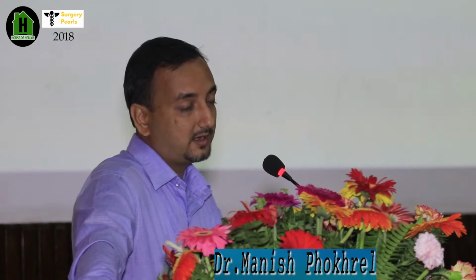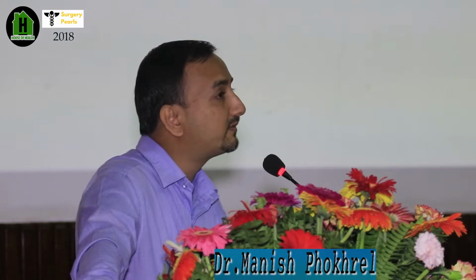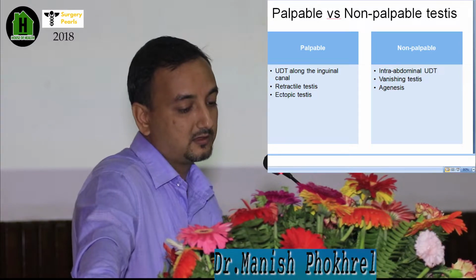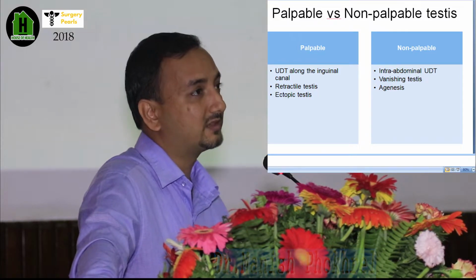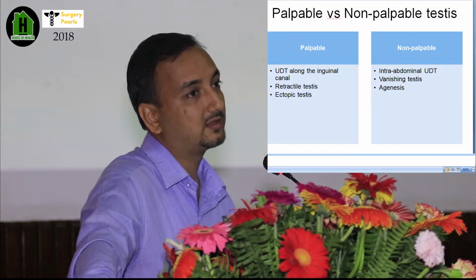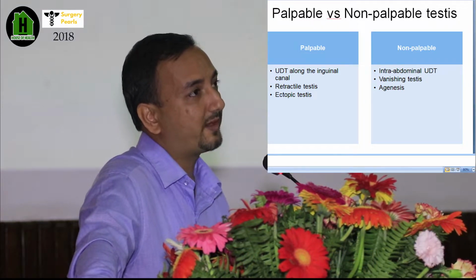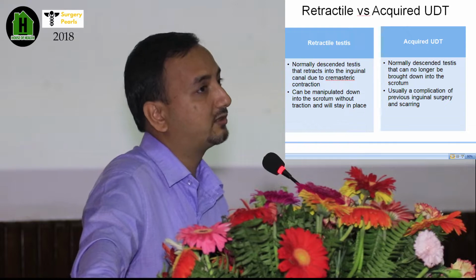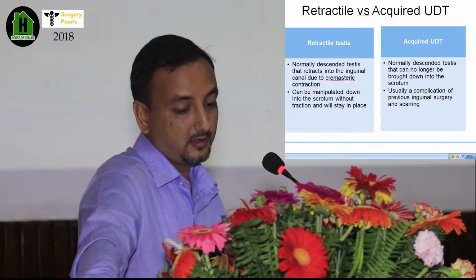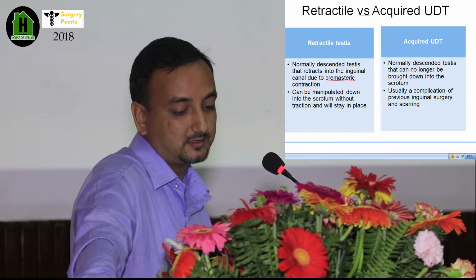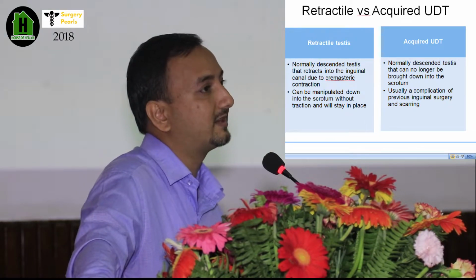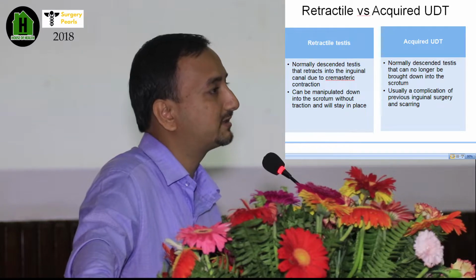And then there is another clinical entity in which there is a palpable versus non-palpable testis. A palpable testis is an undescended testis which lies along the inguinal canal, because that is the line of testicular descent that we can actually palpate. And even a palpable testis can be a retractile testis or also an ectopic testis. And a non-palpable testis can be an intra-abdominal undescended testis or a vanishing testis or testicular agenesis. There might be no testis at all.